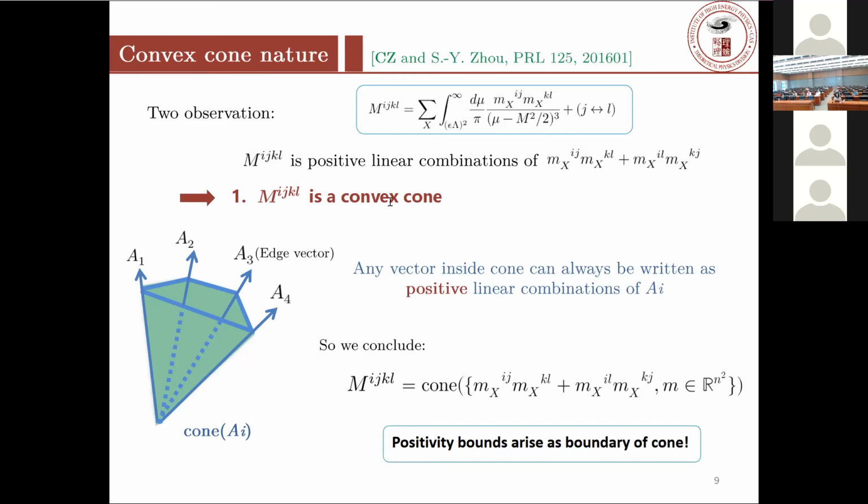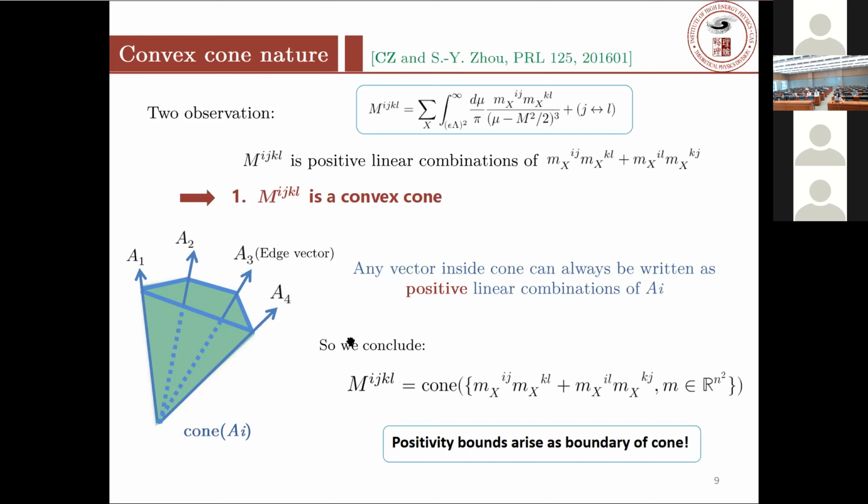Then what is a convex cone? Before I continue, I need to explain it with these simple figures. This is a polyhedral cone spanned by 4 edge vectors, A1, A2, A3, and A4. We see in the figure that any vector in the cone can always be written as a positive linear combination of the Ais. This cone is denoted by cone(Ais). So we can conclude that our MIJKL is a cone spanned by MIJ-MKL plus MIL-MKJ.